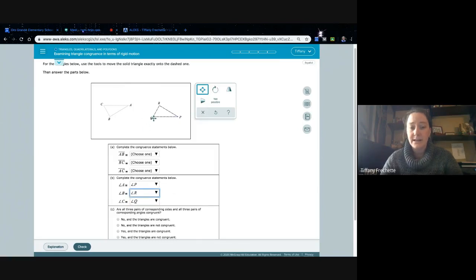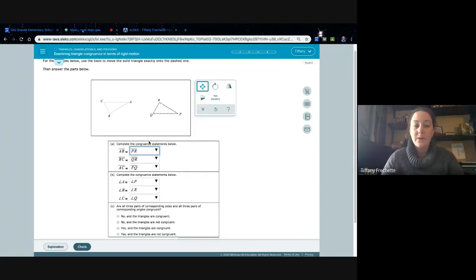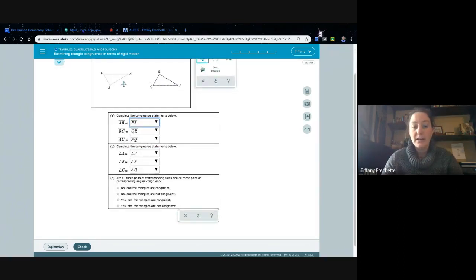So now I need to match the side lengths. So remember AC, that was the one that's down here. So AC landed on PQ. And then because we flipped this up, BC landed on QR. And then this last one was AB landed on RP. So we do have to pay attention when we're flipping things around. Where do they land? So I was able to match all of these up, and they are in fact congruent.